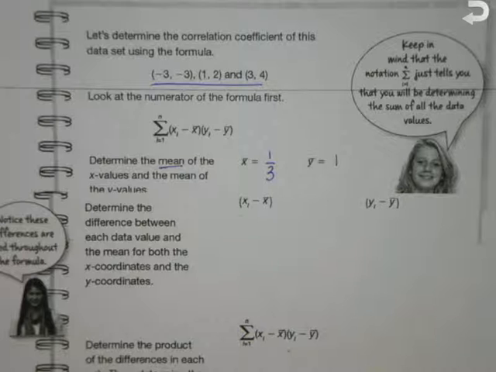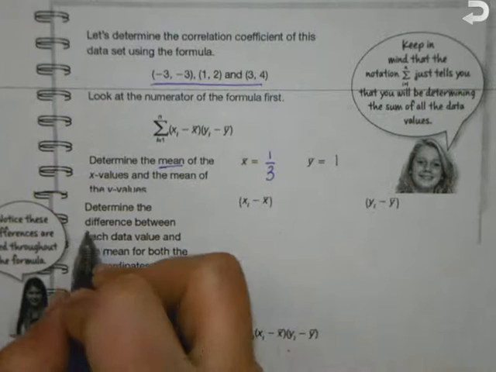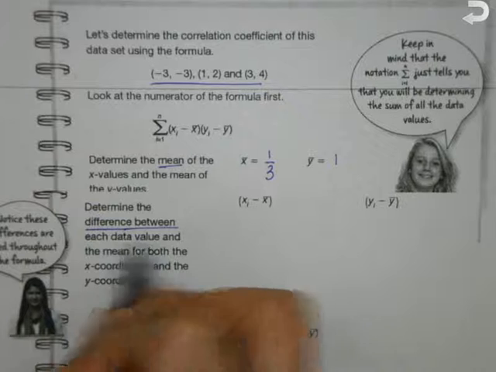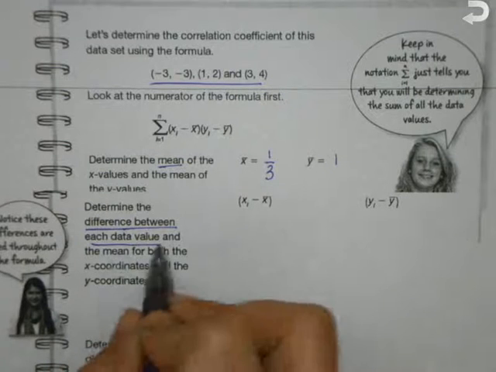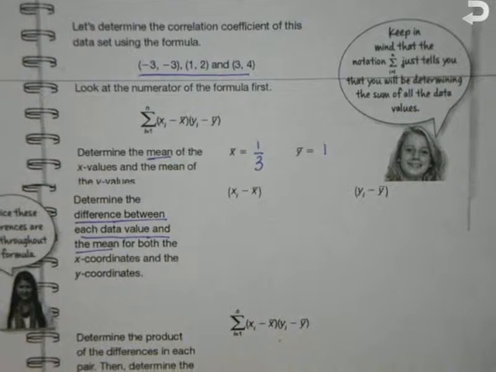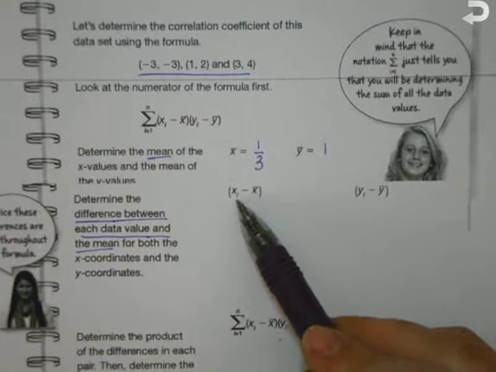And then the next step was to determine the difference between each data value and the mean for both the x-coordinates and the y-coordinates. Okay, so that was our next step. So let's do the x's first.